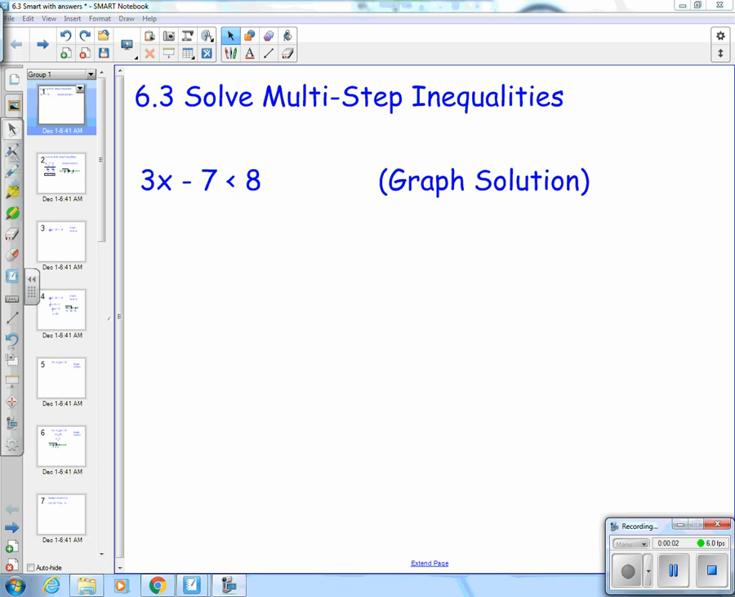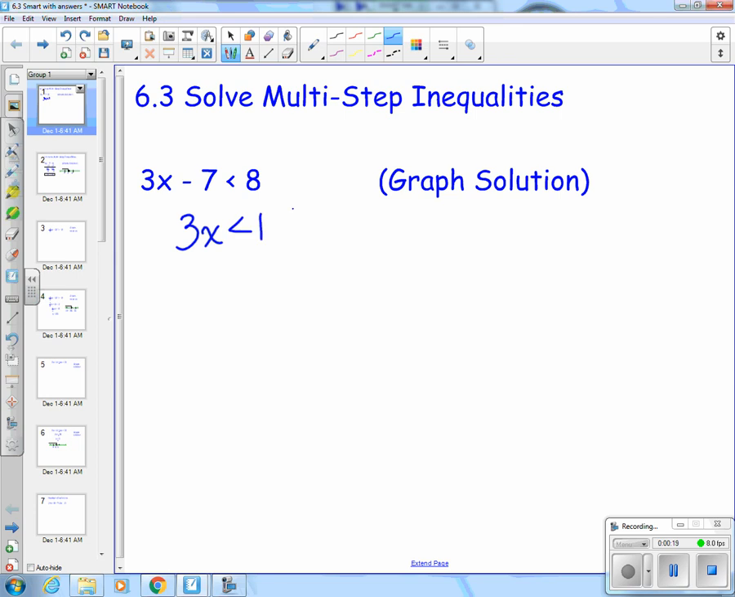Section 6.3 is on solving multi-step inequalities. Again, this is similar to Chapter 3, where you have 3x minus 7 is less than 8. I would expect that you're adding 7 to both sides, so that you have 3x is less than 15. And then divide by 3 on both sides, so you have x is less than 5. Put a box around that answer, please, and then please graph.